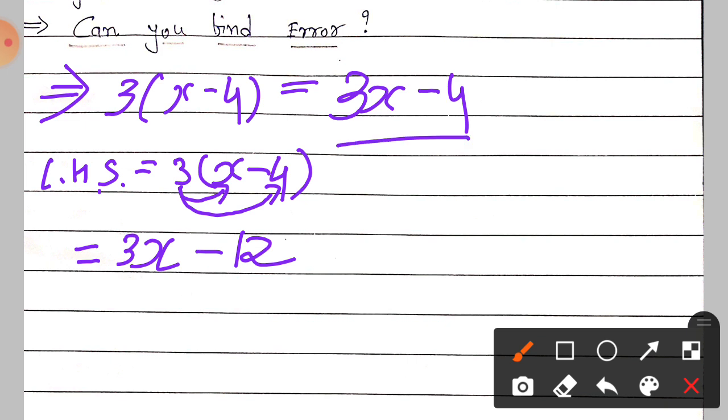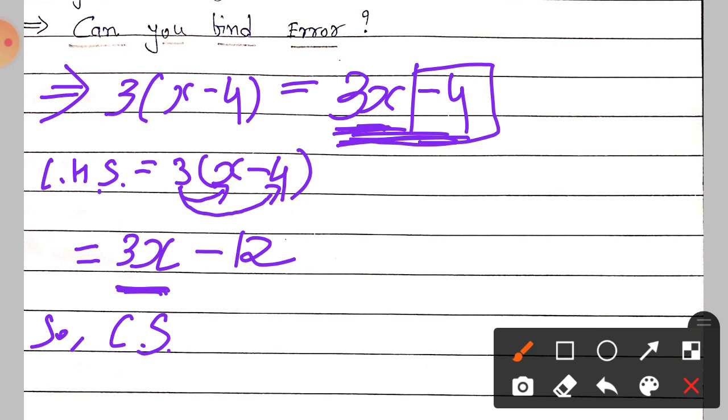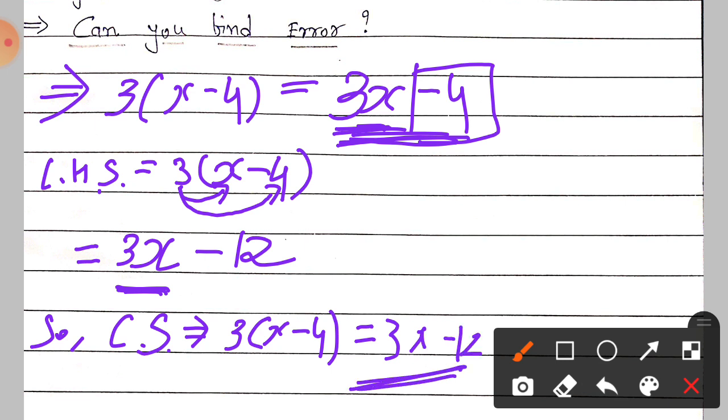Let's compare with this RHS. So there is 3x, here also 3x, but here it is minus 12, and here written is minus 4. That means here is the error. So we correct it. So what do you write? Correct statement, that is 3 into x minus 4 is equal to 3x minus 12. Correct, students? So you have to solve like this. Now let's move on to a few other types of questions.